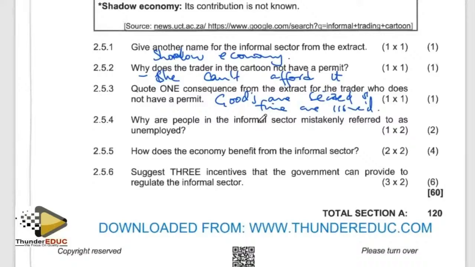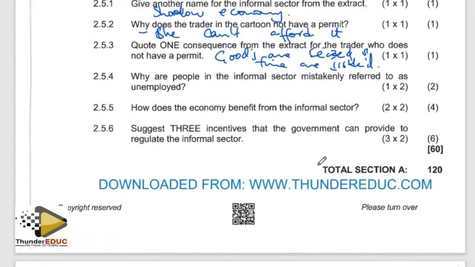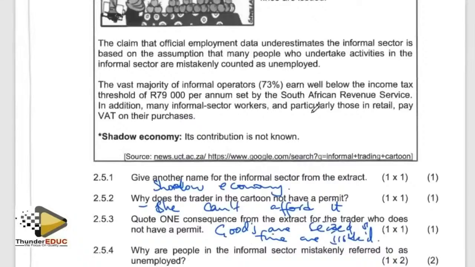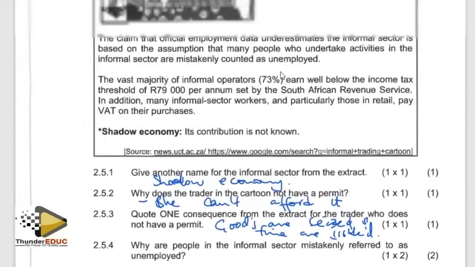Okay, goods are seized and fines are issued. Why are people in the informal sector mistakenly referred to as unemployed? The claim that official employment data underestimates the informal sector is based on the assumption that many people who undertake this activity in the informal sector are mistakenly counted as unemployed. So that means there's no proper data.